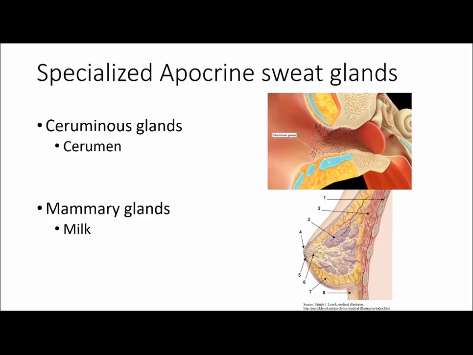Then our mammary glands, which are found in our mammary tissue, even though it's an apocrine sweat gland, these are responsible for secreting milk when a female is lactating postpartum.